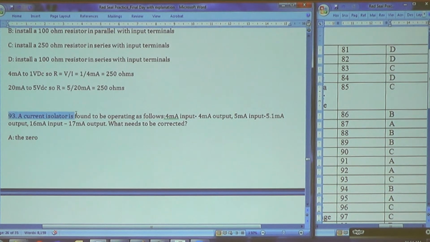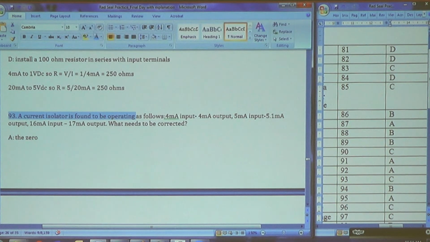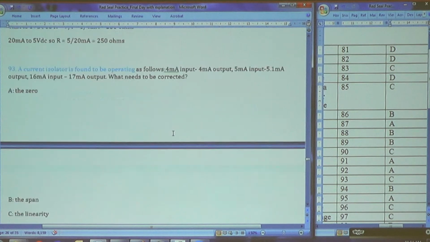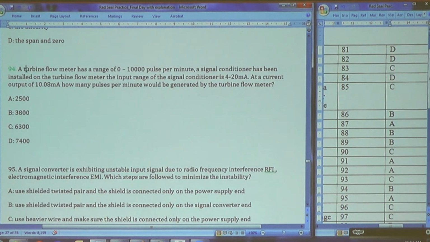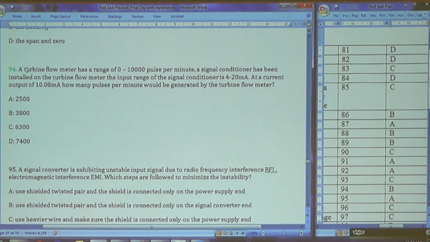And mark this question out. A turbine flow meter has a range of 0 to 10,000 pulses per minute. A signal conditioner has been installed on the flow meter. The input range of a signal conditioner is 4-20 milliampere. At the current output 10.08, how many pulses per minute will be generated by the turbine flow meter? Jaydeep, what is your answer? I will calculate this. I have not done it.